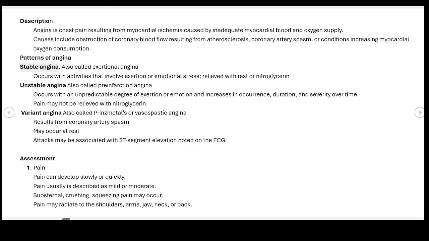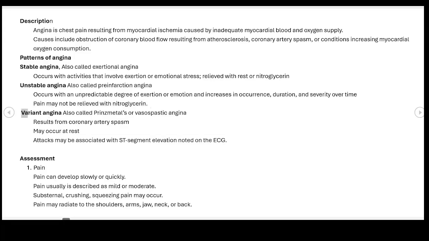If it's not stable, then we're talking about unstable angina. At this point, what is causing it is unpredictable. We don't know what is actually causing it. Usually, it can be spasms, and in this case, even nitroglycerin will not relieve the pain. The pain can be so severe that even at rest, they can still get the pain. So we have to find the cause and figure out what is causing it. But in any case, there is chest pain.